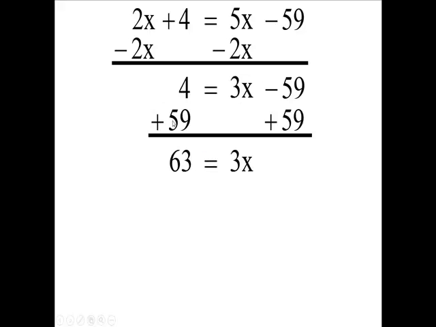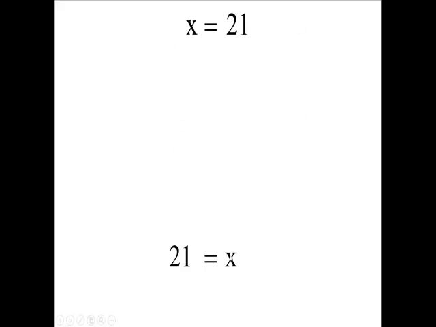You see, 4 and 59 is 63, isn't it? These cancel. Now you're going to divide both of these by 3. 63 divided by 3 and 3x divided by 3. You're going to have 21 here is x. That is my first integer. Copy that down.